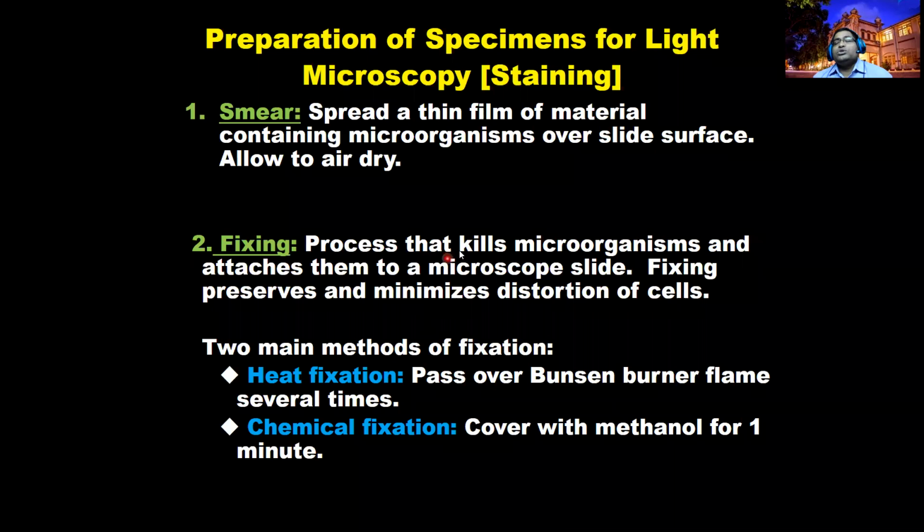So you can do two types of fixation. One is heat fixation. That's what I told you: pass it over the Bunsen flame several times, then it will get fixed because of the evaporation of the water or the material. At times you can use chemicals to fix. Normally we use methanol because it is a quickly evaporating material. Very quickly it will evaporate and the samples will get dry, without damaging or distorting the microorganisms. If you use ethanol, then the organism will get disturbed, right? And the organisms will get distorted. So therefore, you can use methanol.